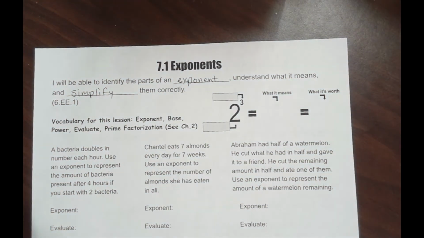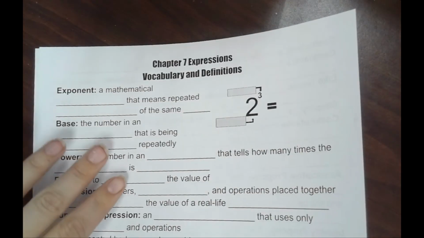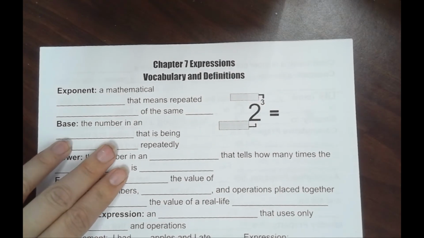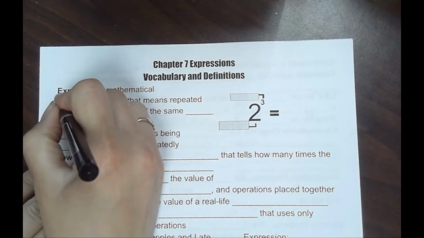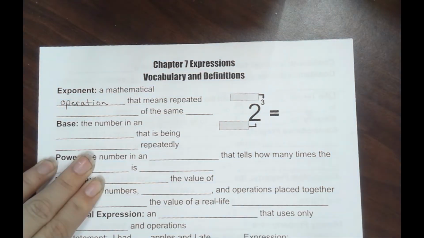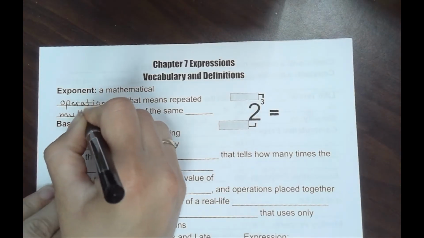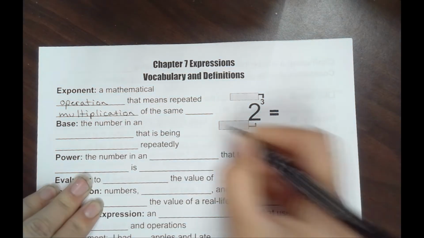So vocabulary for this lesson. You're also going to need your chapter 7 vocabulary page. So it should be just on the back side for you. Or the other page, okay? So an exponent is a mathematical operation that means repeated multiplication of the same base.